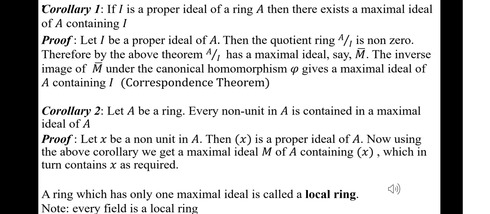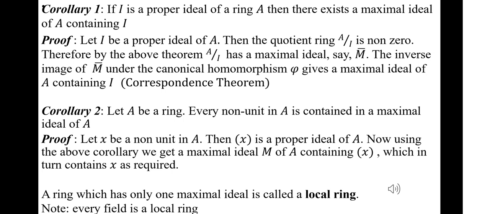Next, let us look at the definition of a local ring. What is a local ring? We call a ring a local ring if it has exactly one maximal ideal. A ring having a unique maximal ideal is usually called a local ring.